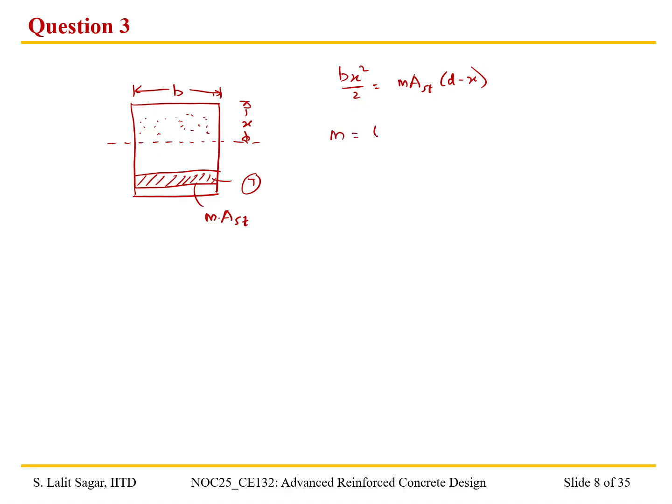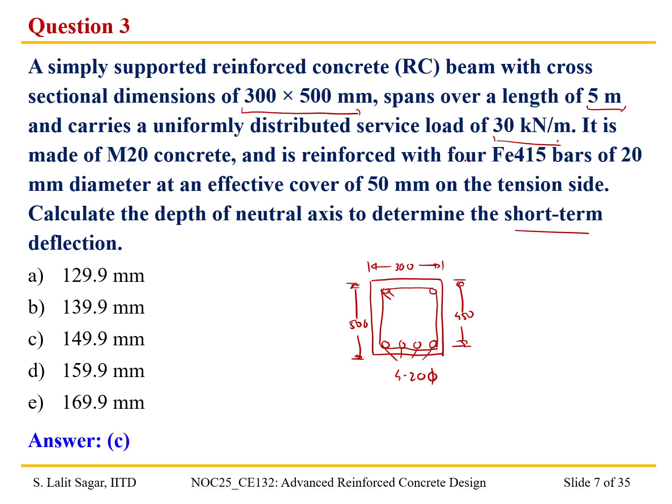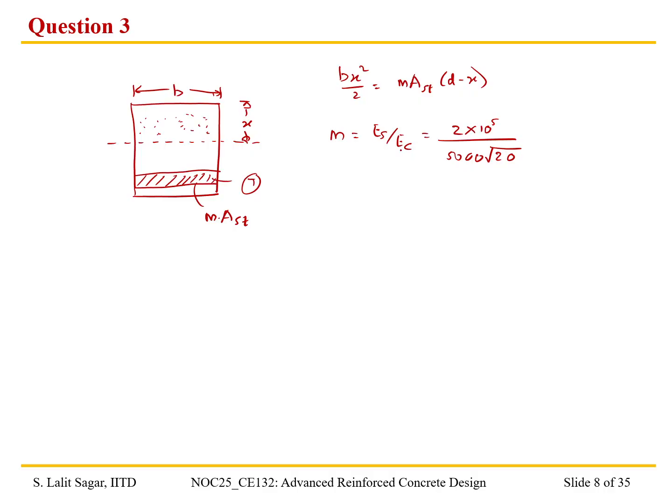So m is nothing but the modulus of elasticity of steel to the modulus of elasticity of concrete. That is 2 into 10 to the power 5 divided by 5000 square root of FCK, that is 20, because let's remember that it is M20 concrete. So what is the value of m that we get? That is equal to 8.94.